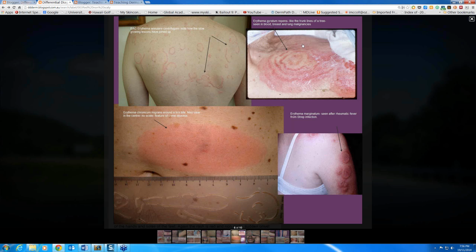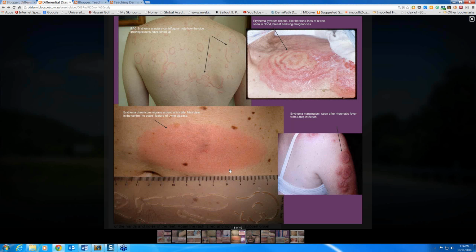This is a rare type of annular erythema called erythema gyratum repens. And look at these rings here, like the rings on a tree. This is a paraneoplastic phenomenon. In other words, you only get this if you've got some severe underlying disease, and generally it's either a leukemia, or perhaps lung cancer or something like that. So you don't really ever want to see that in a patient.